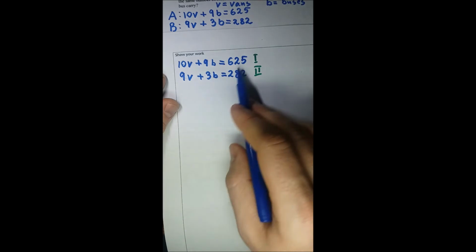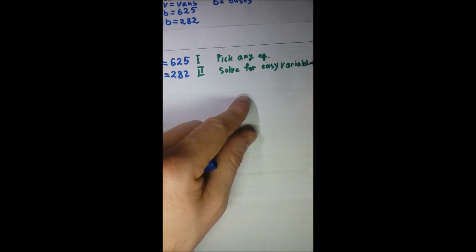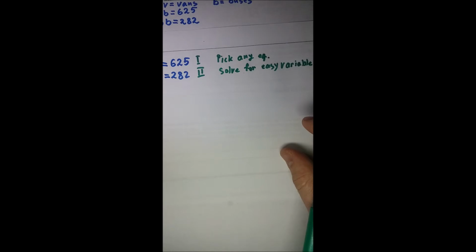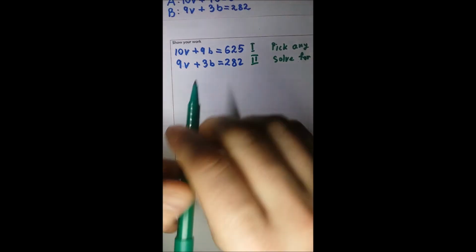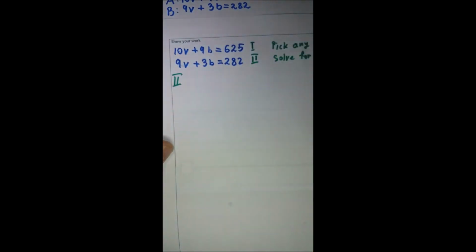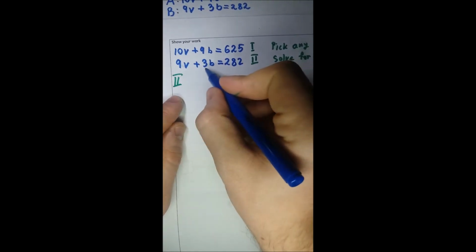But, okay. So at this point, we are going to pick any equation and solve for an easy variable. Okay? Pick an easy equation. Pick any equation, solve for an easy variable. Well, I think intuitively, equation 2 will be the easier one to solve. I'm not saying it's the easiest. Maybe it's going to be completely wrong, but because the numbers are less.